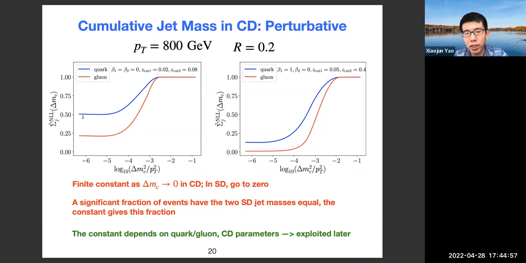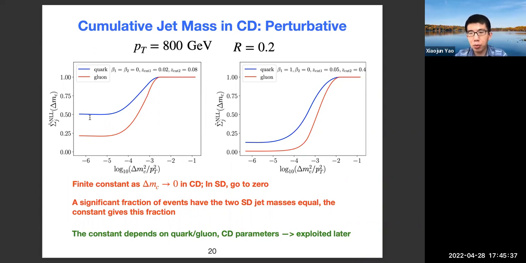And first, let us understand what it represents, right? So the constant behavior all the way to zero just means there is a significant fraction of jet events where the two soft drop jet masses are just equal to each other, which means the collinear drop jet mass is zero. There's just a significant amount of events that have that feature where the jet mass is zero. And that is why this distribution starts at some finite value. And this finite constant just corresponds to that fraction of events.